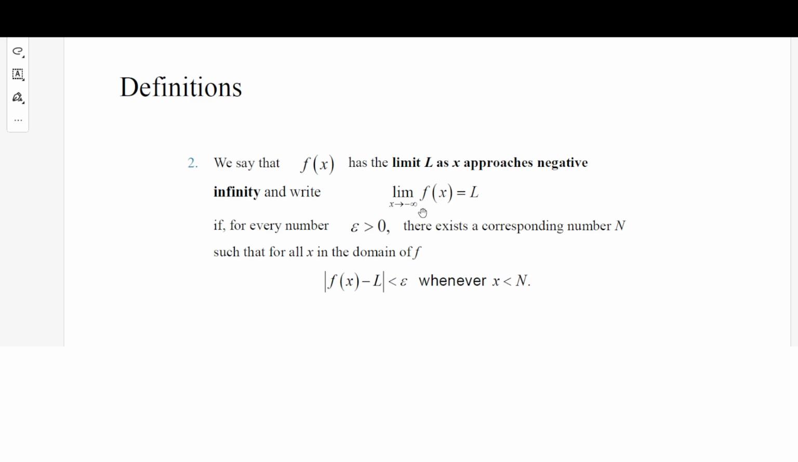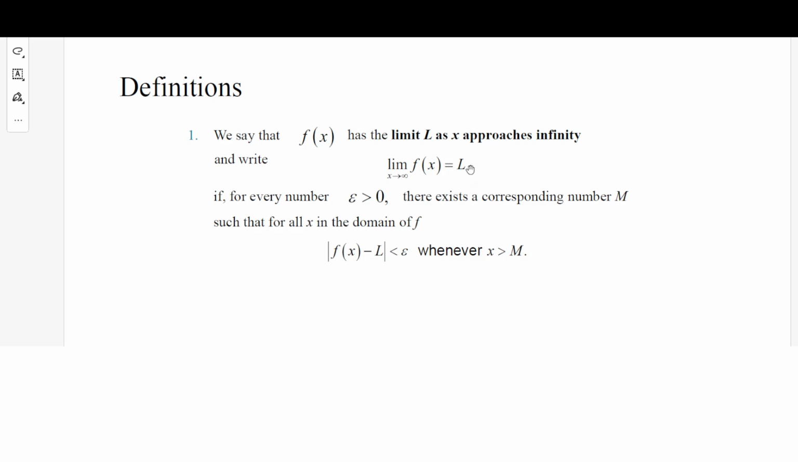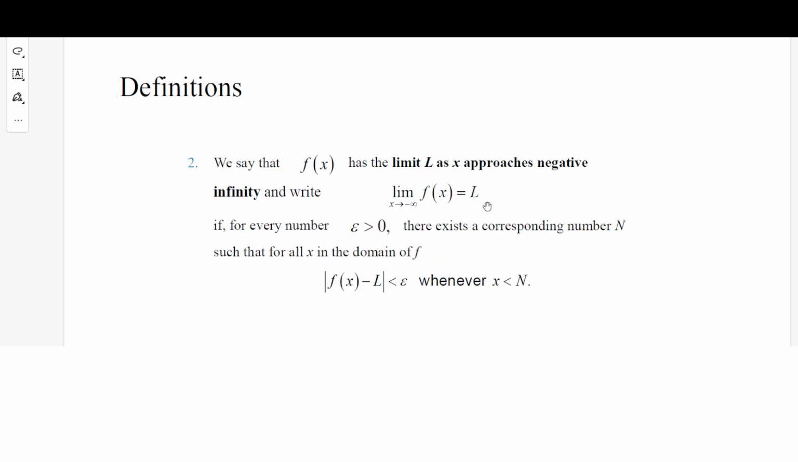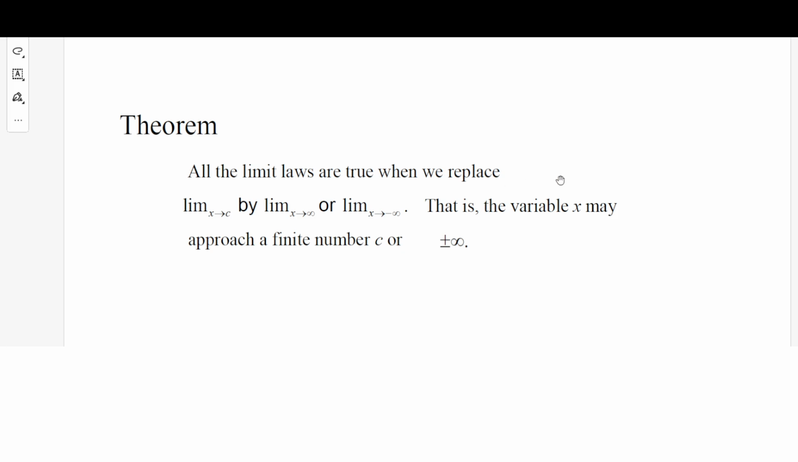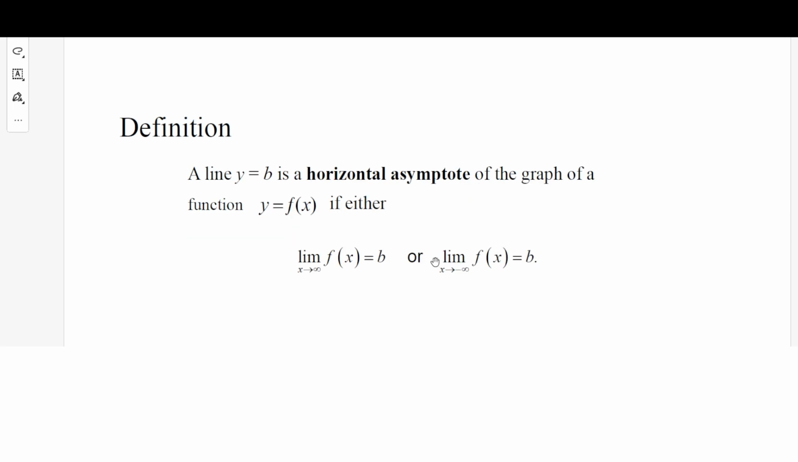When x approaches positive infinity or negative infinity, if the value of the function approaches some value L here, one more time, I'm using L for both of them, but it doesn't mean that it's supposed to be always the same value. Okay, so all the properties of the limits we discussed before would be true whether it's a limit at infinity or not. Whatever property we used before, when x approaches some finite value, is also true when x approaches positive infinity or negative infinity.